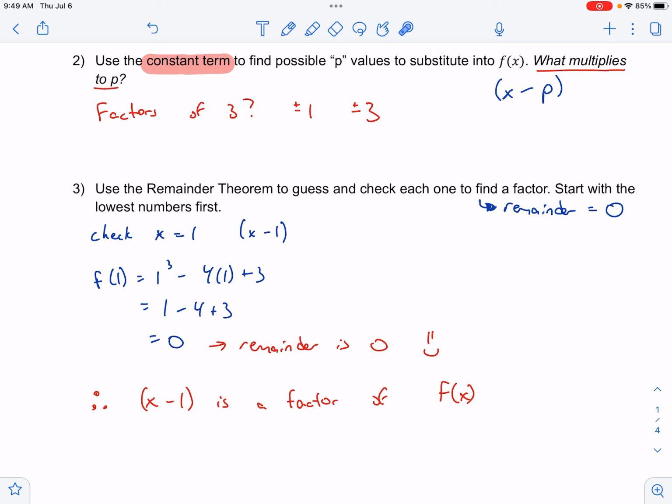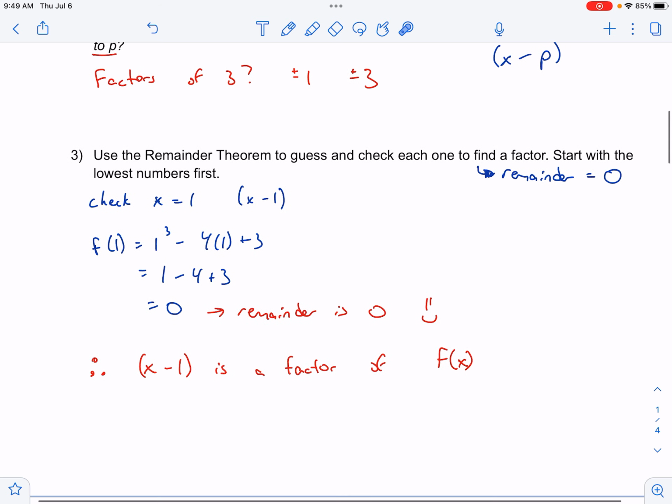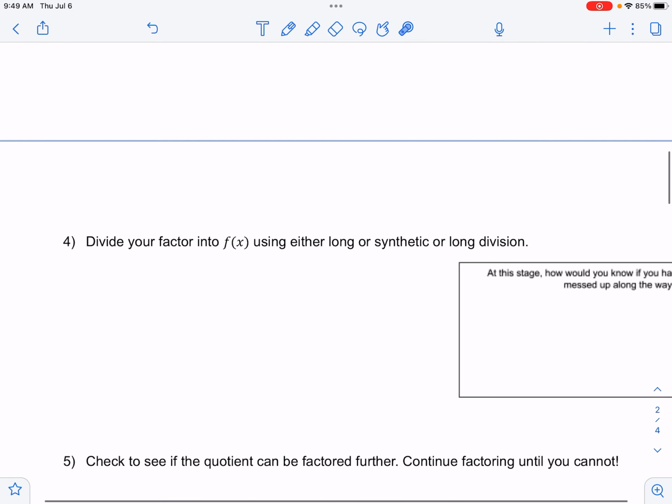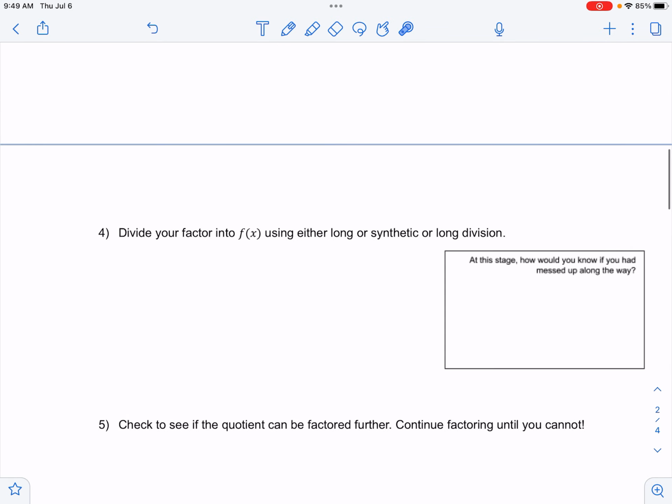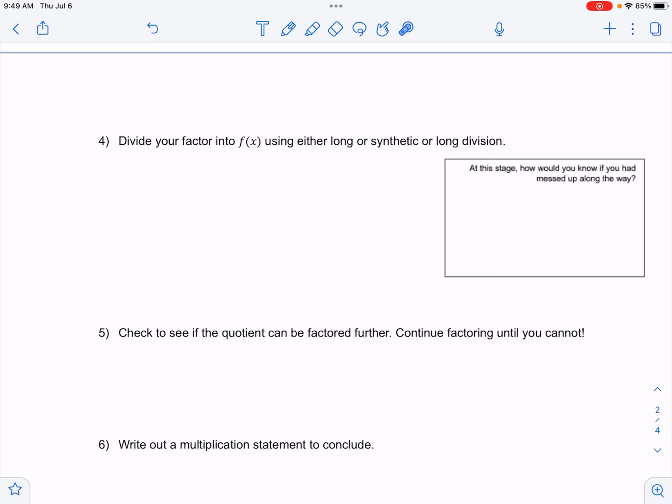Okay. Next step. So we've determined that x minus 1 is a factor of f of x. So now we are actually going to do the division. I'm going to use synthetic division because it is the faster method. It doesn't matter if you want to use long division, it's just longer. Okay, so our factor once again is 1.